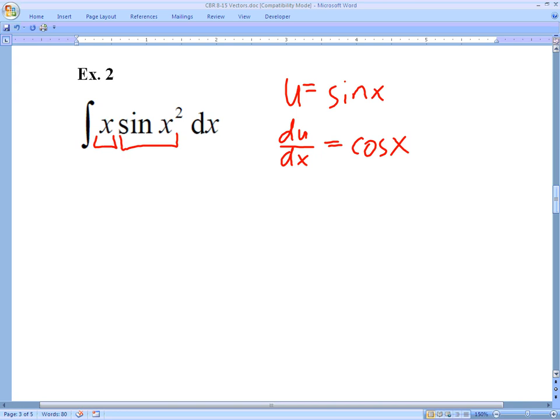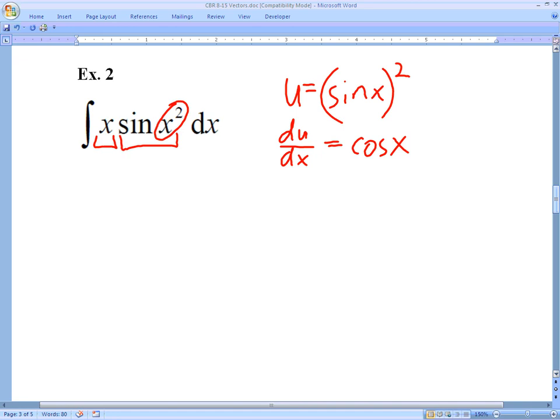And yet, I think I did that wrong. So let's try this again. I was thinking of this as being the whole quantity squared as my original function, and yet it's not the whole thing being squared. It's just the x being squared. So I actually have my parts wrong.